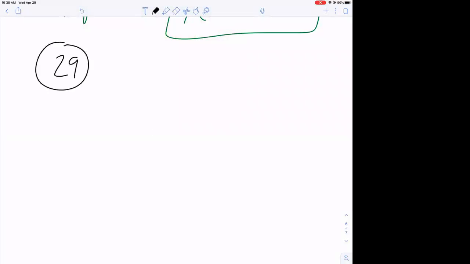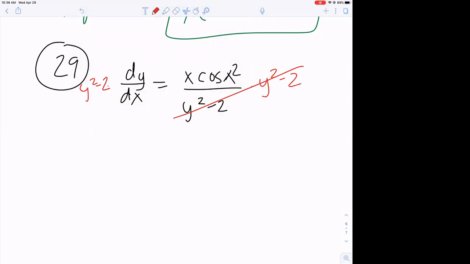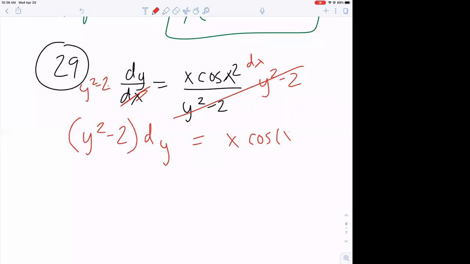29. Use differential equation by separation of variables here. So what do we want to move to the other side? Y squared minus 2. Yeah, man. It's gone. Y squared minus 2. And then I'll move the dx while I'm at it because that's going to come over here. So I'm going to have y squared minus 2 dy equals x cosine x squared dx.